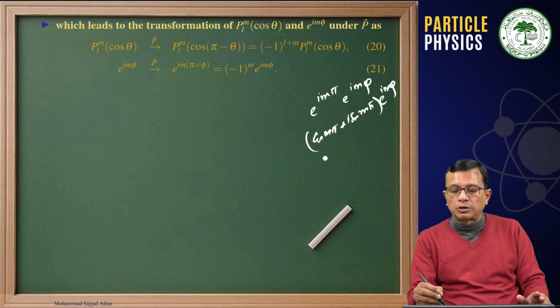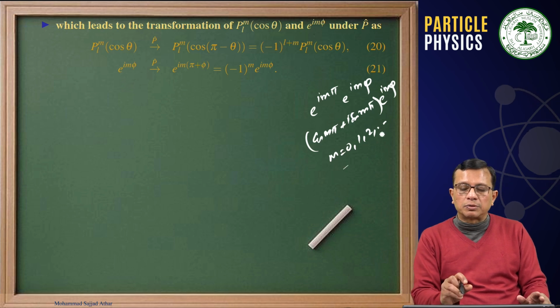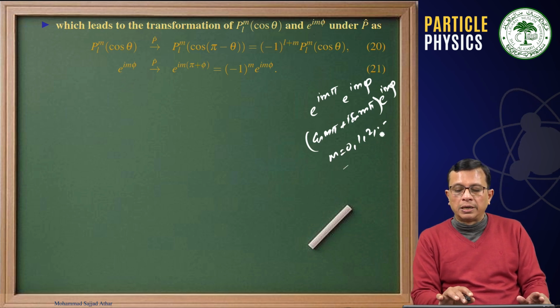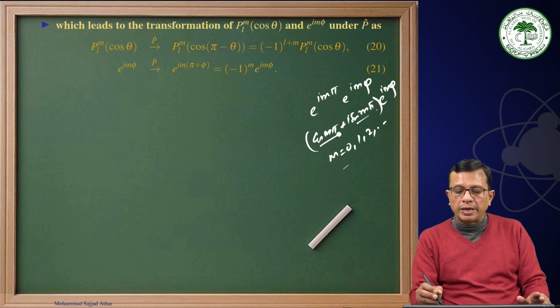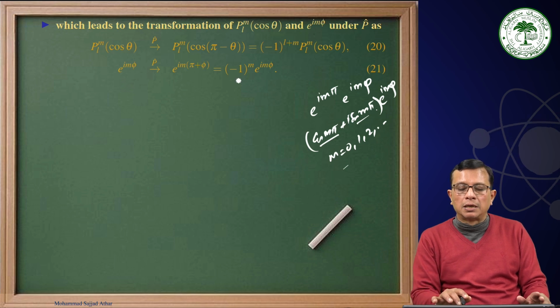Take the different values of m: 0, 1, 2, 3. You will find that you can write it as minus 1 to the power m, because for m equal to 0 this will be 1 and the sine term will be 0. When m is equal to 1, this is minus 1 and the sine term is 0. When it is 2, the sine term is 0 and this is plus 1. Therefore, it alternately changes sign, and that is why I am writing it as minus 1 to the power m, times e to the power i m phi.